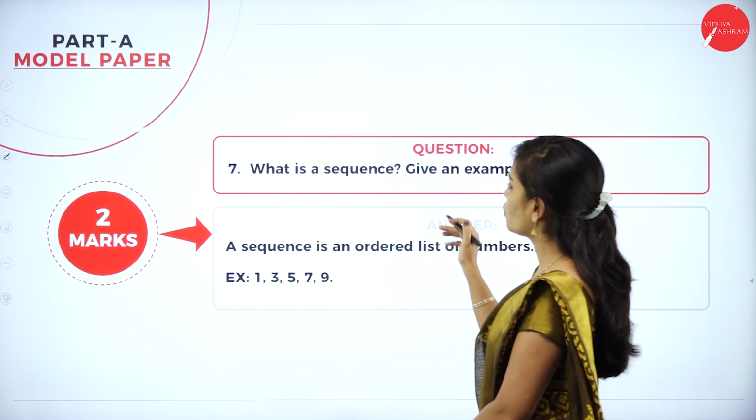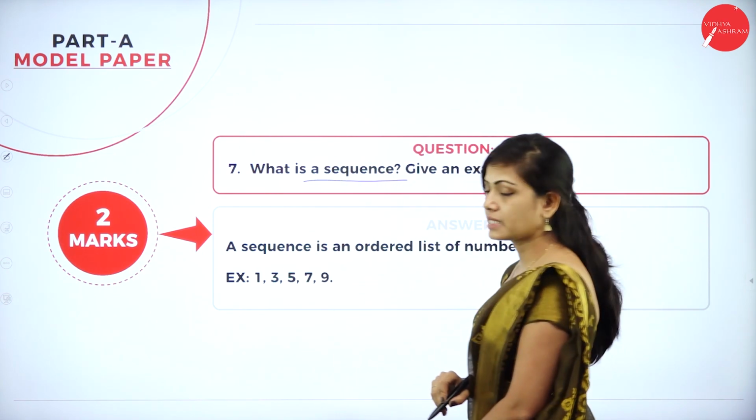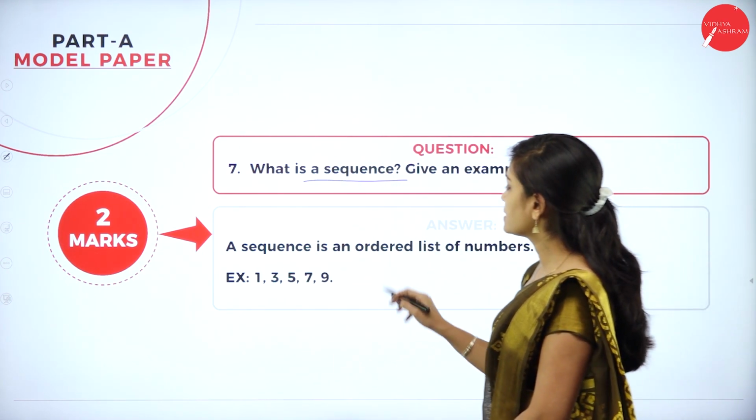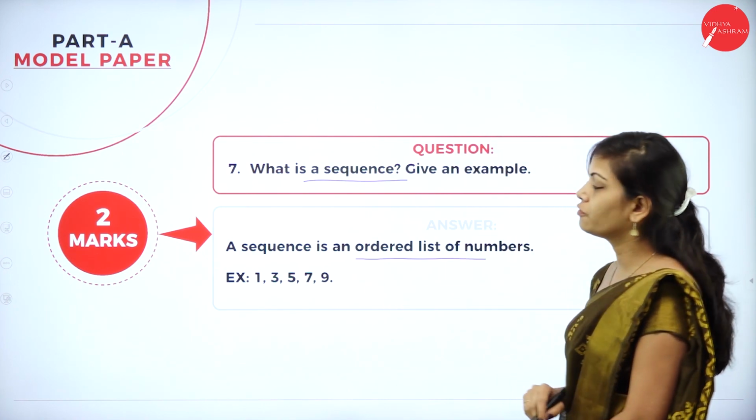And the next one is: what is a sequence? Give an example. A sequence is an ordered list of numbers.